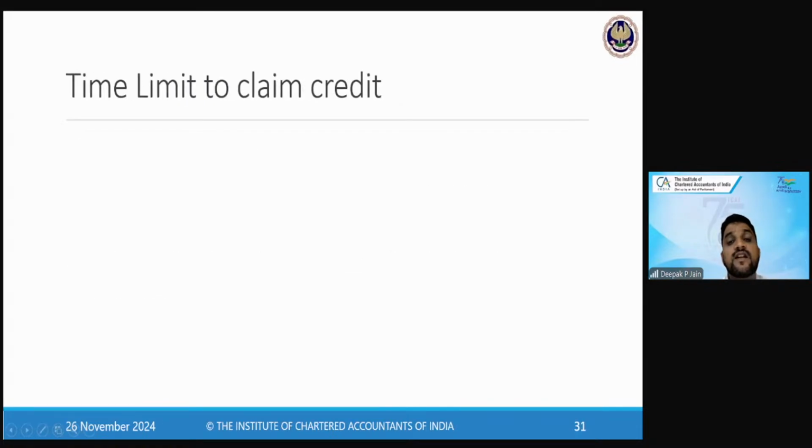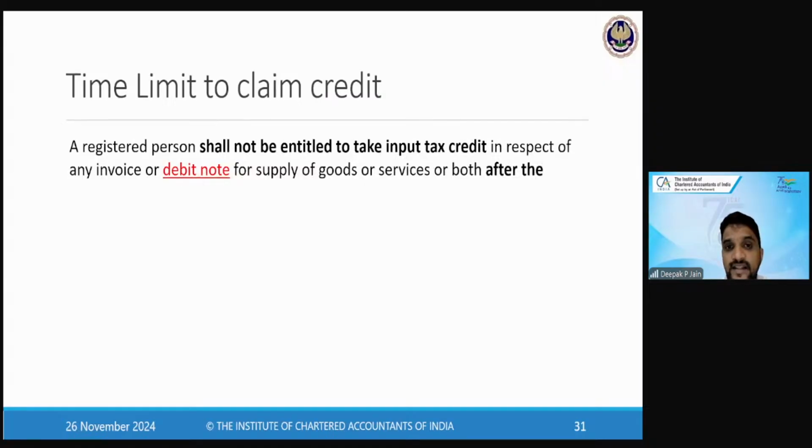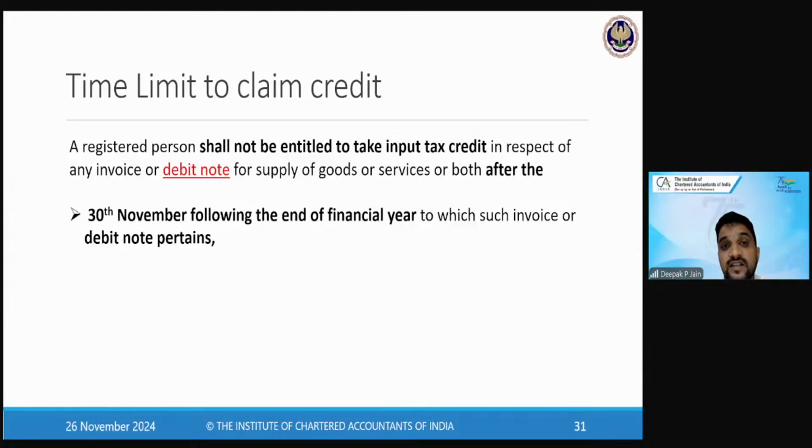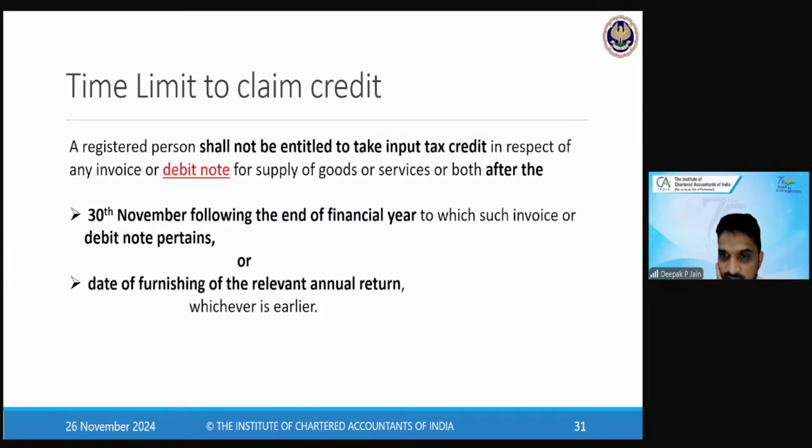Fine. Next is time limit to claim the credit. A registered person shall not be entitled to take any input tax credit in respect of the invoice or debit note of supply of goods or services or both after the 30th November following the end of the financial year to which the debit note pertains or the due date of furnishing annual return, whichever is earlier. Okay? Very important. You will definitely get some question from this. If you are claiming credit, आपको time limit दिया गया है.